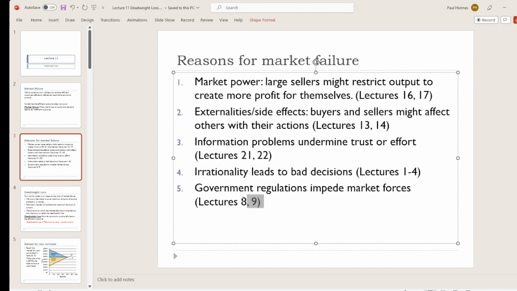We've also seen government regulations in the last few lectures that could take us away from an efficient outcome. We've seen price ceilings and floors, we've seen quantity regulations, quotas and mandates, we've seen taxes and subsidies, and all of these, if they're used at inappropriate times in inappropriate settings, could lead to a lack of economic efficiency, could lead to market failure.